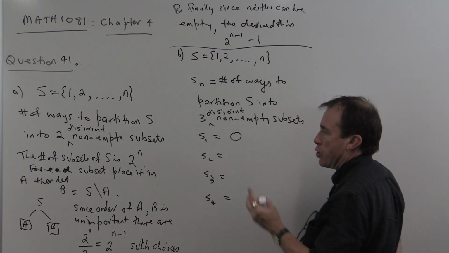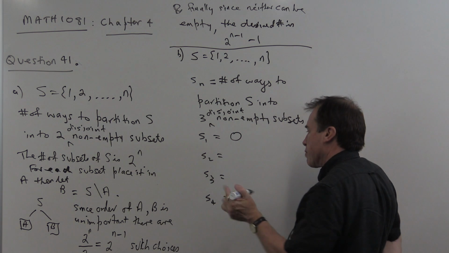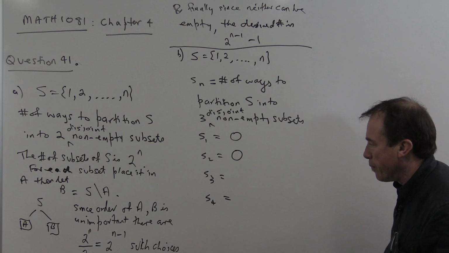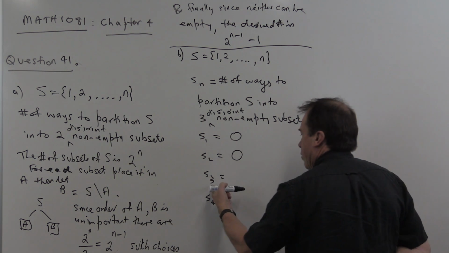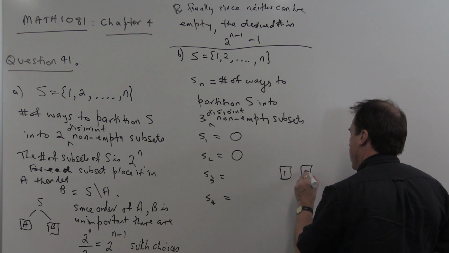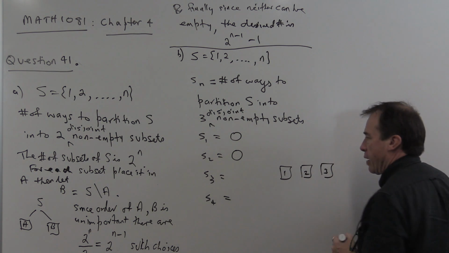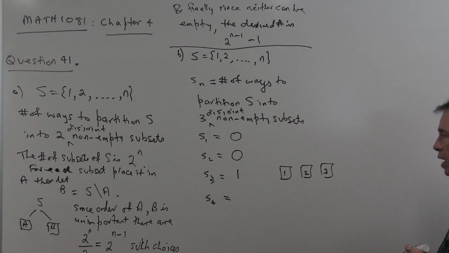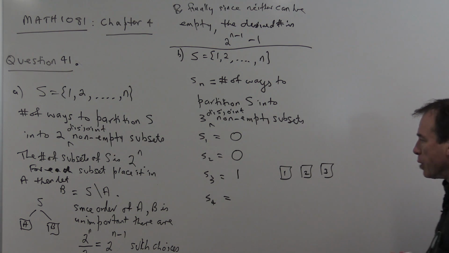Similarly, if you've only got two objects, you can't split them into three disjoint subsets all non-empty, so that one is 0. If you've got three objects, well, you haven't got much choice. You simply put 1 in one of them, 2 in the other, 3 in the other, and that's it, and there's only one way of doing that. Now, if you've got 4, it's a little bit more complicated.